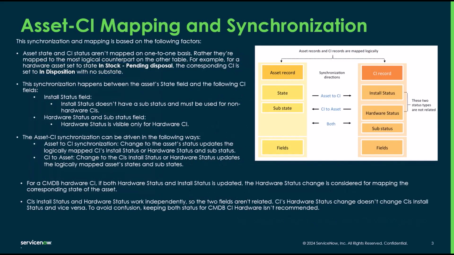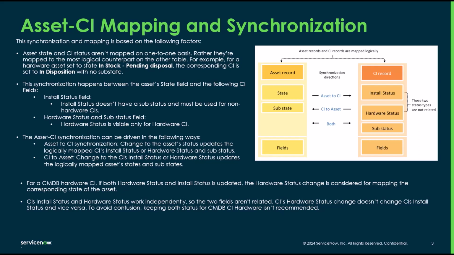So the first thing we'll talk about is the synchronization mappings between the asset and CI for the states and substates. Asset states and CI statuses aren't mapped on a one-to-one relationship. Rather, they're mapped on the most logical counterpart on the other table. For example, a hardware asset that has a state of in-stock pending disposal, the corresponding CI status is set to in disposition with no substate.